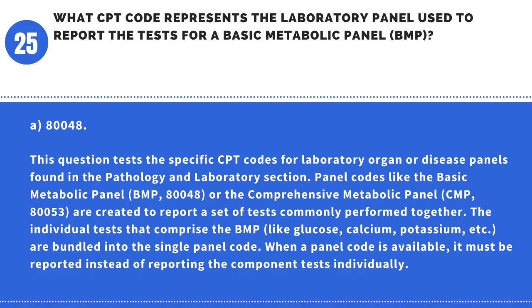This question tests the specific CPT codes for laboratory organ or disease panels found in the pathology and laboratory section. Panel codes like the basic metabolic panel, BMP 80048, or the comprehensive metabolic panel, CMP 80053, are created to report a set of tests commonly performed together. The individual tests that comprise the BMP, like glucose, calcium, potassium, etc., are bundled into the single panel code. When a panel code is available, it must be reported instead of reporting the component tests individually.